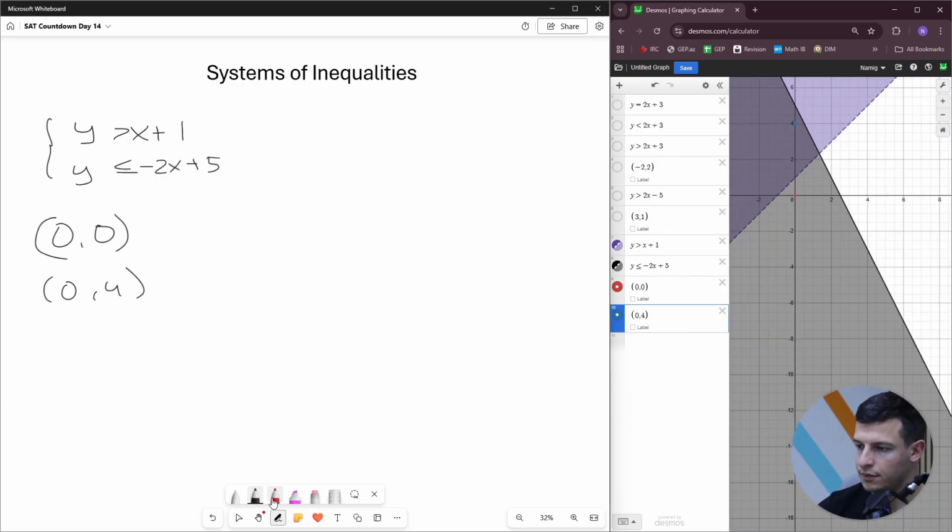So this one is not, and this one is. Again, when you're solving a system of inequalities, all you usually have to do is just put them into the graph, see what the overlapping part is, and then check to see if your points are part of that region or not.